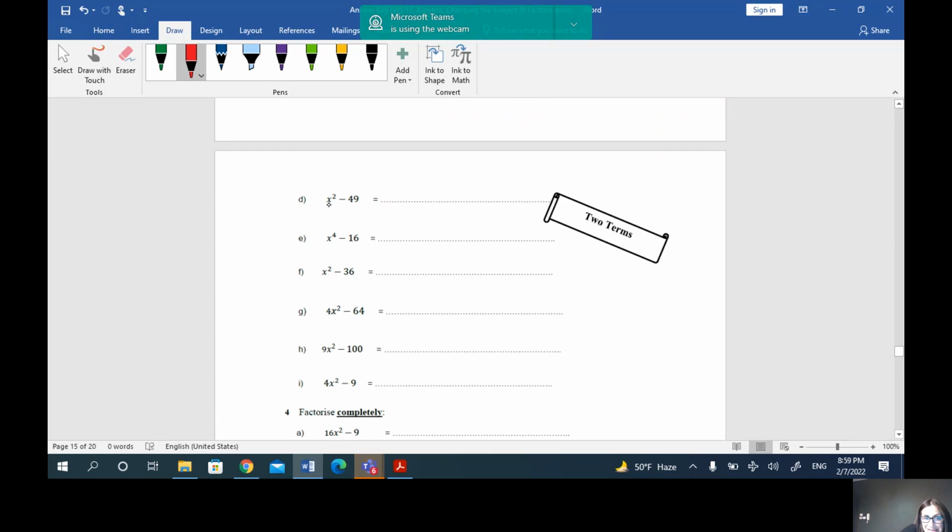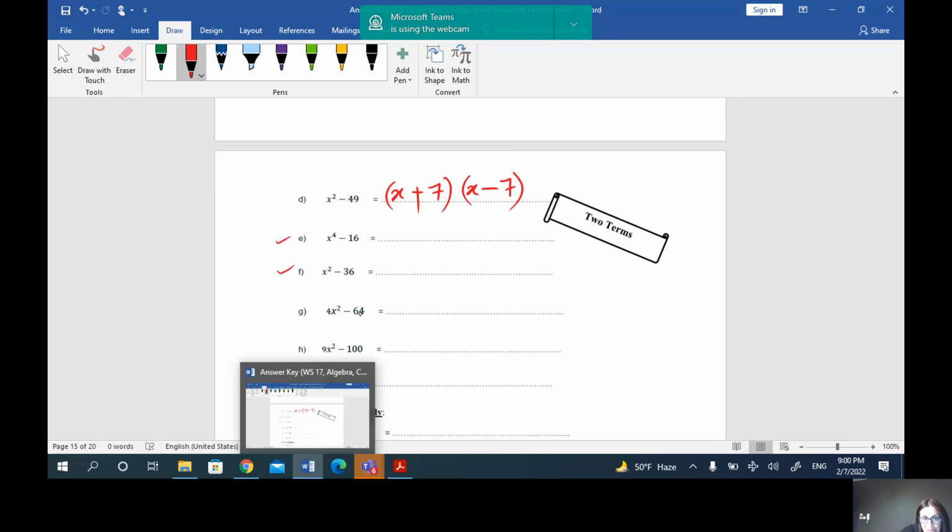Same applies here. X squared, and 49 is a squared number because 7 times 7 will give us 49. So how do you do this? You're going to open two brackets. The first will take the addition, the second will take the subtraction. X, and 7, 7. Let's move to G. I will leave the E and F for you to do.